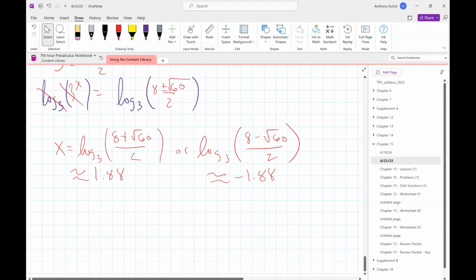That's the worst case scenario, when you have an exponential equation nested inside of a quadratic. That is your worst case scenario.